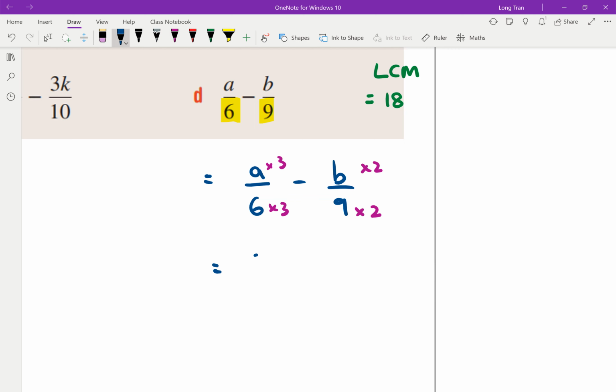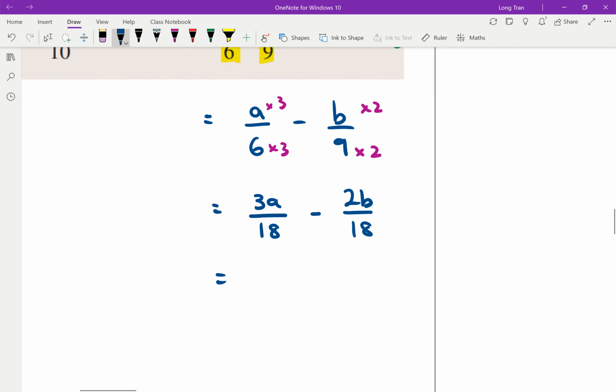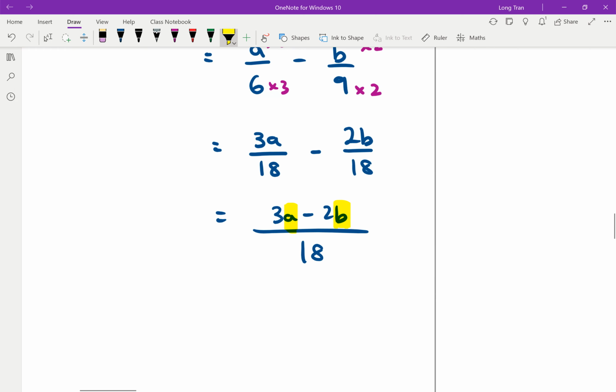This gives me now 3a over 18 minus, over 18 again, 2b. So putting together, they're all out of 18, 3a minus 2b. Can I subtract them? No. This is an a term, this is a b term. They are very different terms, okay? They're not like terms. That's why I can't subtract them. So my final answer is 3a minus 2b over 18.